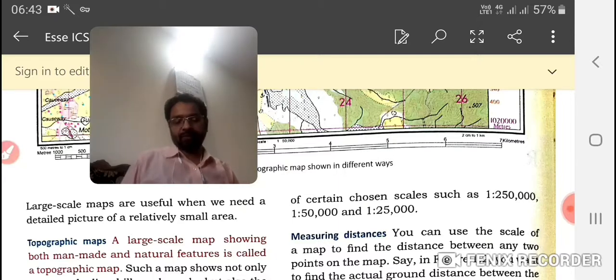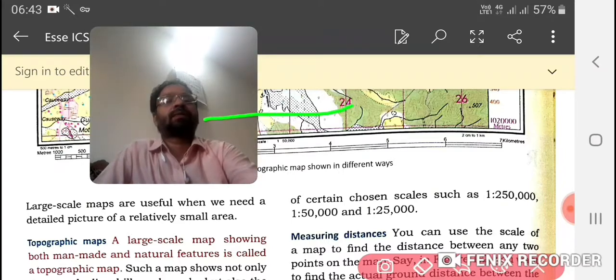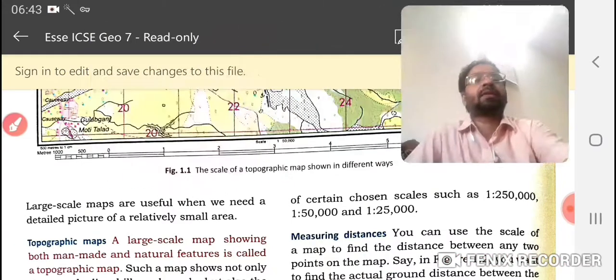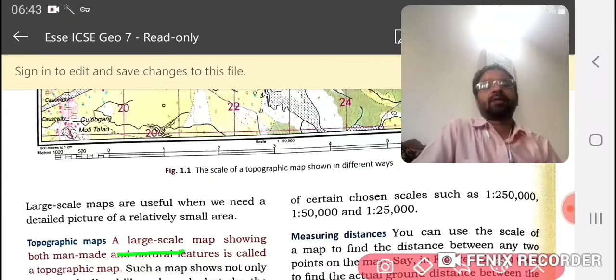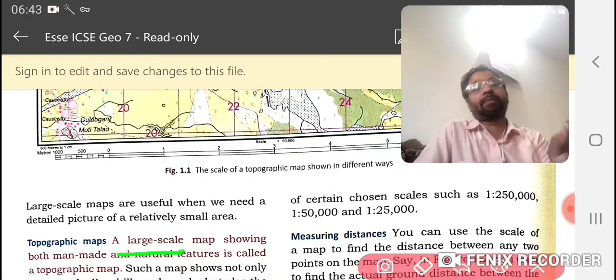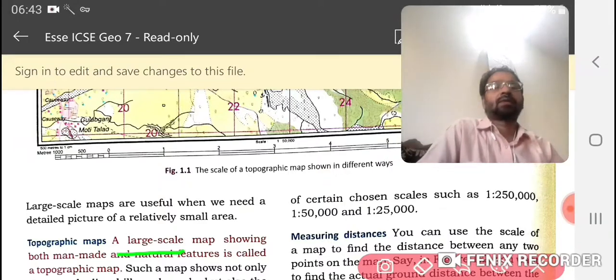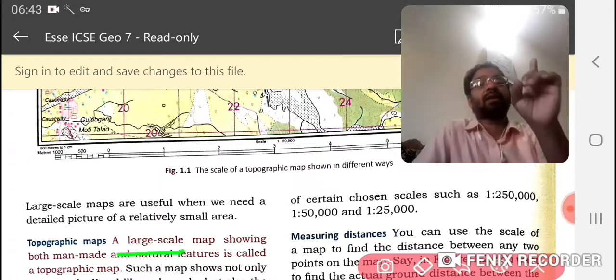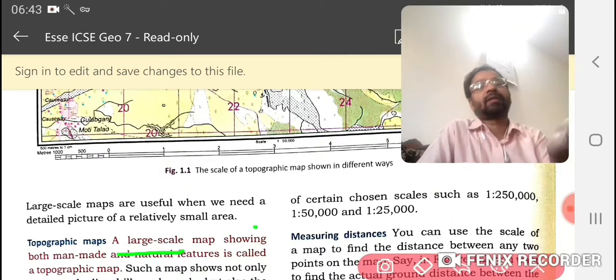Last time itself I said to you, it's a large scale map. A topographic map is a large scale map, and it is showing both man-made as well as natural features. So, in short we can say, here we get more details. Natural features we also get. What do you mean by natural features? Mountains, plateaus, forests, and so on.